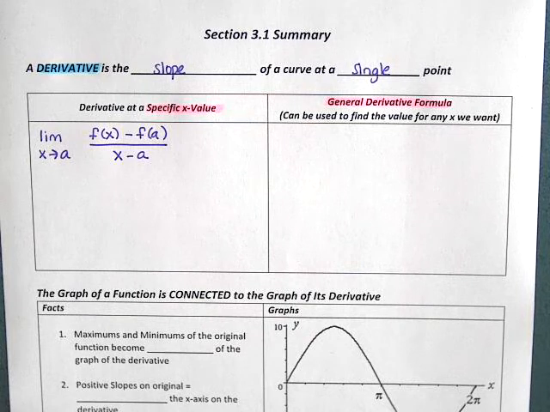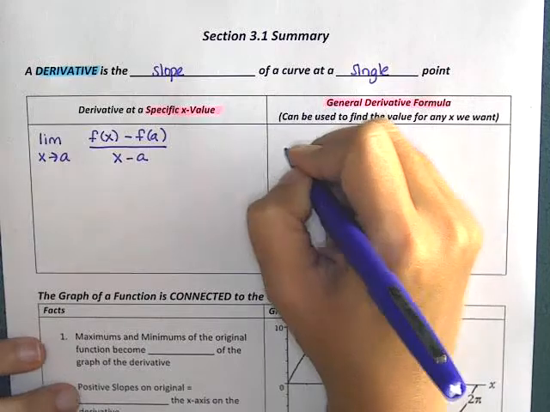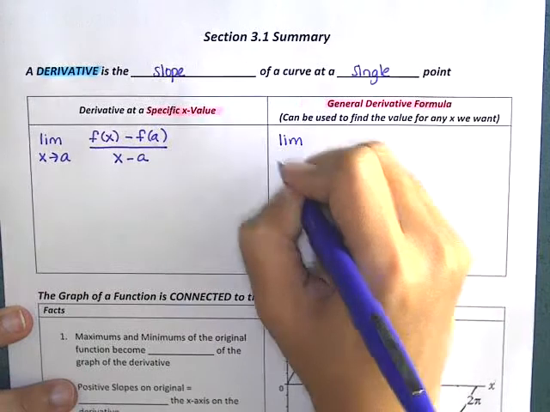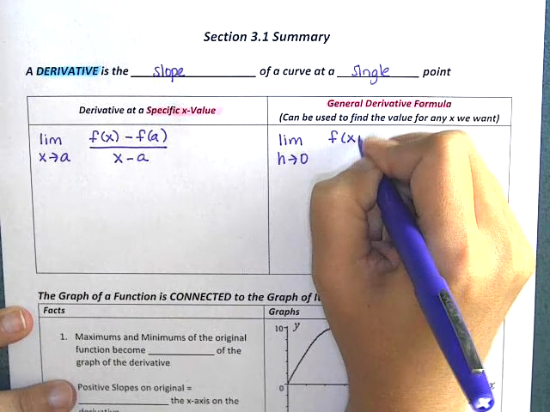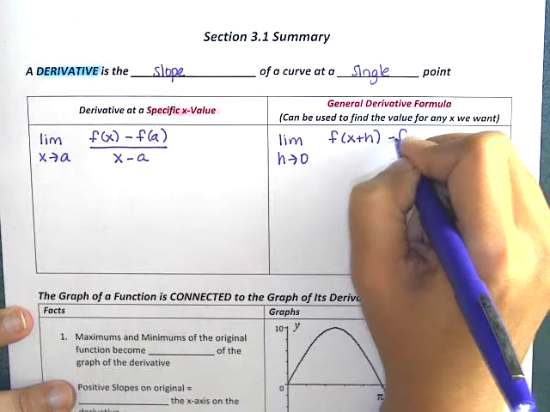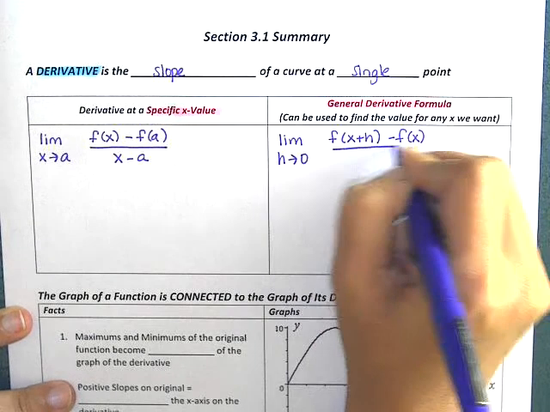If we want a general formula, we would do the limit as h approaches 0 of f of x plus h minus f of x all over h.